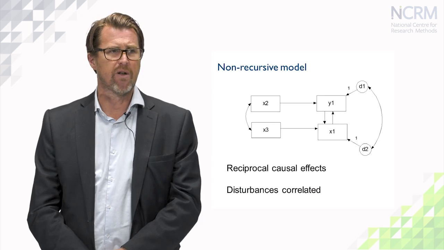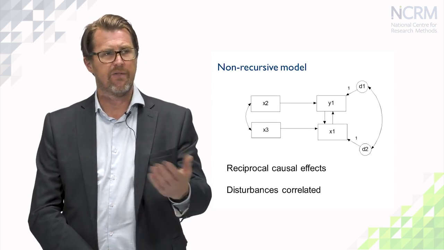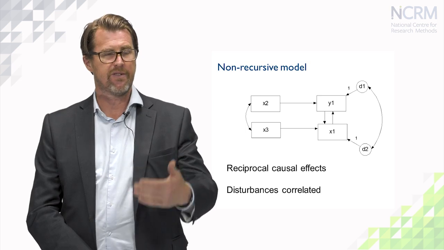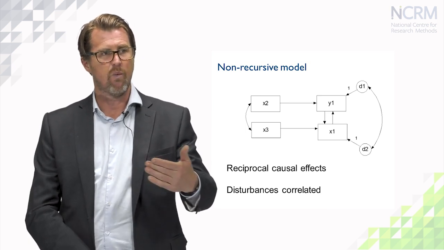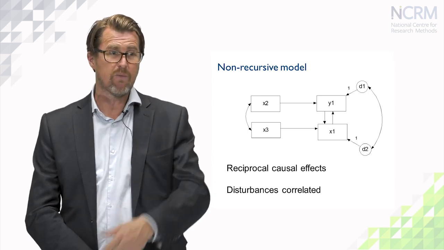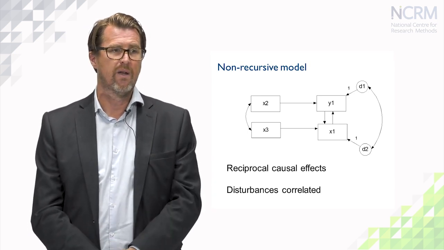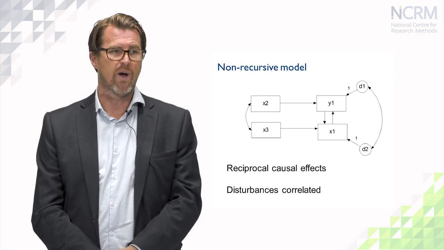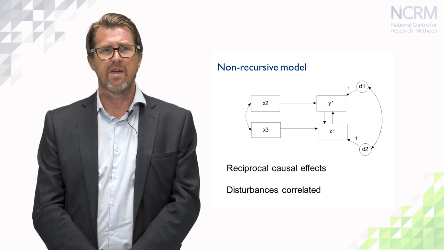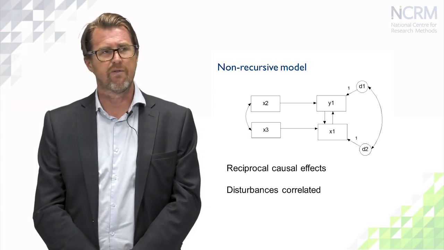A non-recursive model, on the other hand, will have some kind of feedback loop. Here you can see that there is such a feedback loop between y1 and x1. So x1 is causing y1, and y1 is causing x1. These are reciprocal effects. And this is actually quite a plausible kind of causal mechanism.